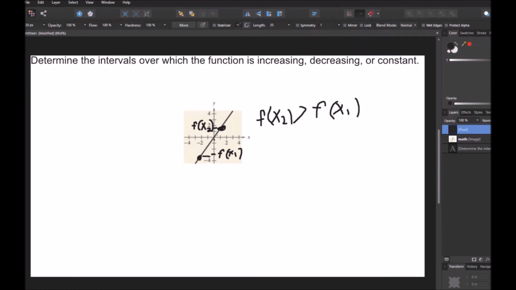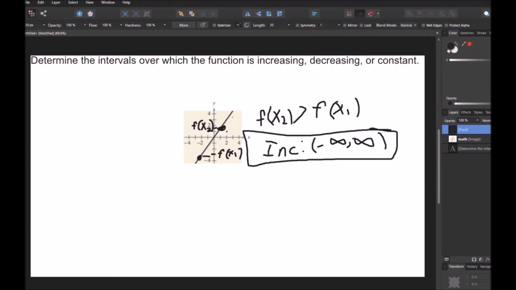But we can see that this is a linear function. It doesn't change. This will hold true at any point. At any x1 and x2 point, f of x2 is greater than f of x1. So this is increasing on the interval -∞, or I guess I should write that it's increasing. I'm going to abbreviate increasing as just INC, and I'm going to say that it's increasing on -∞ to infinity. There is never a spot on this graph where f of x2 is less than f of x1.